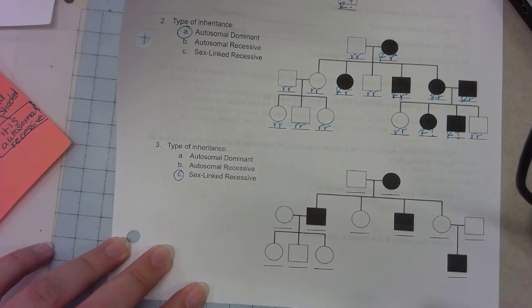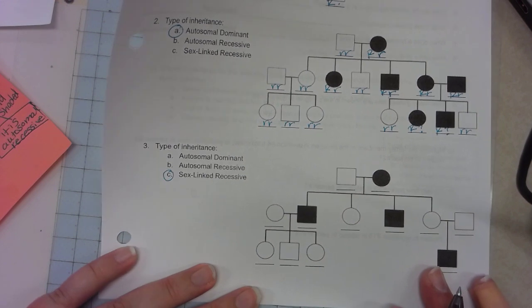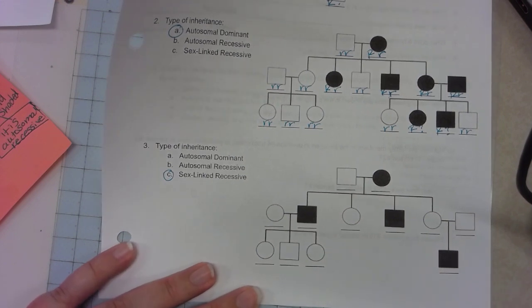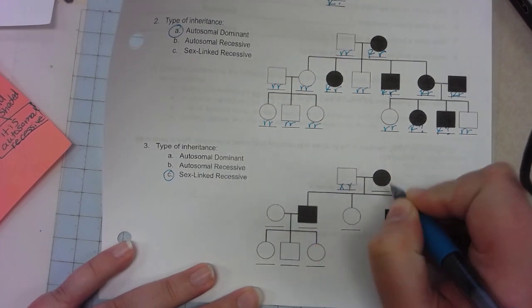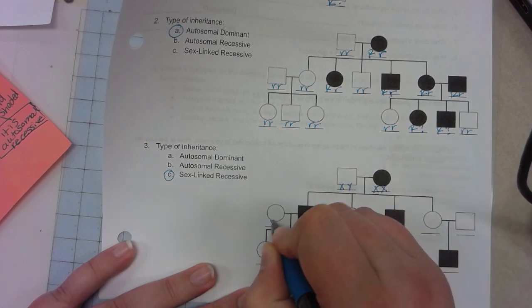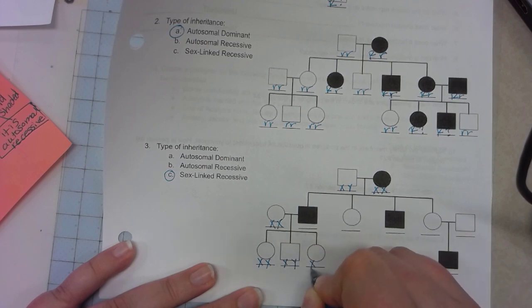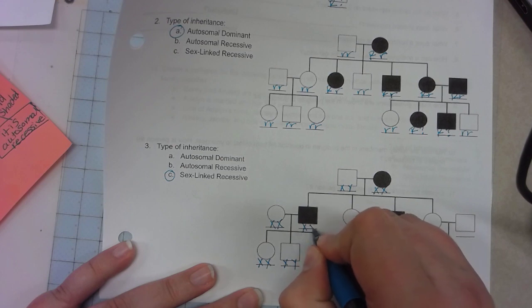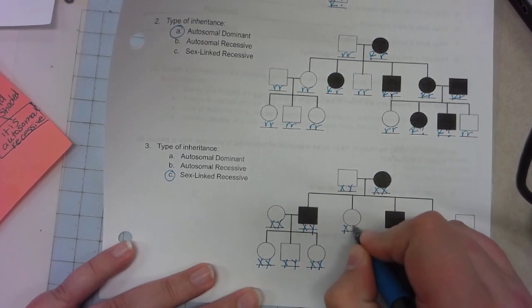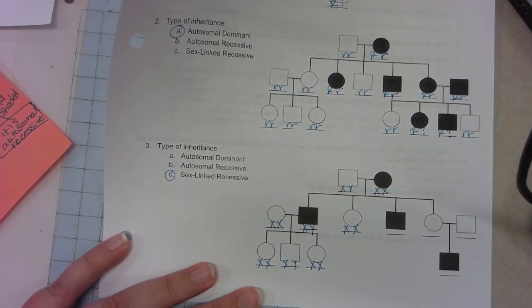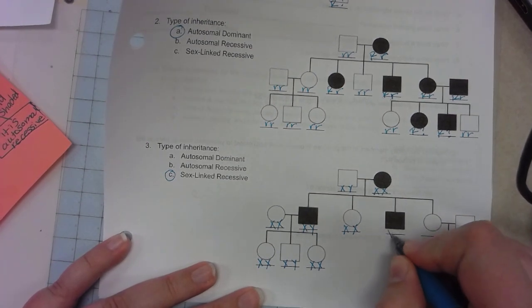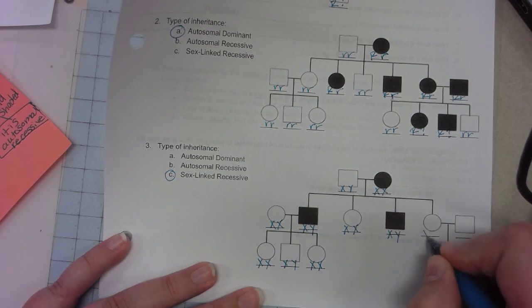So how I start sex-linked recessive traits, I like to first go through and write all of the sex chromosomes that they have. So if they are male, if they are square, they are going to have XY. If they are female, if they are circled, they are going to have XX. This just helps me so I only have to think about one thing at a time. I only have to think about either the sex chromosomes or the allele for the trait.